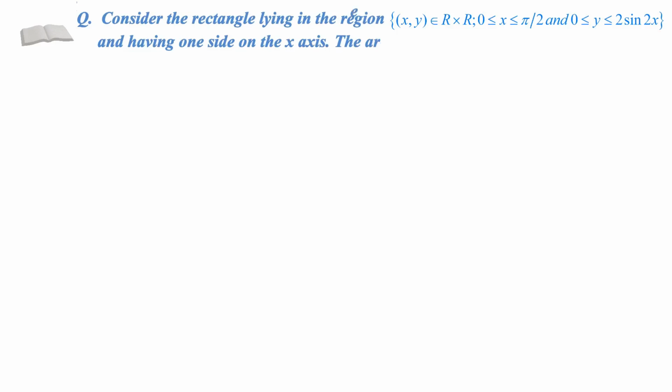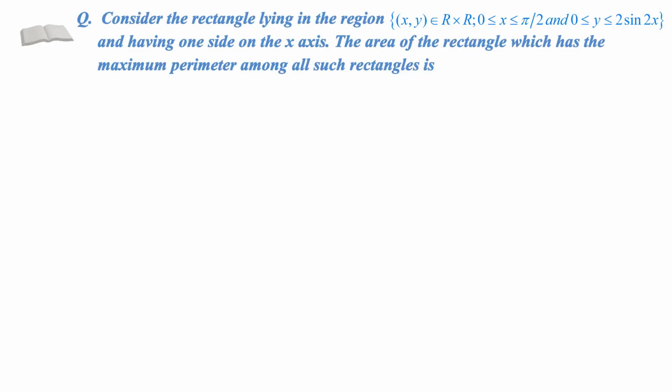Consider the rectangle lying in the region (x, y) belonging to R cross R, 0 less than x less than or equal to pi by 2 and 0 less than or equal to y less than or equal to 2 sine 2x, and having one side on the x-axis. The area of the rectangle which has the maximum perimeter among all such rectangles is.